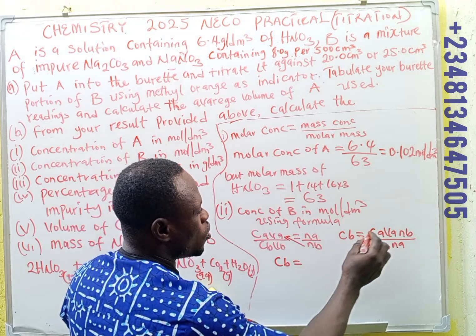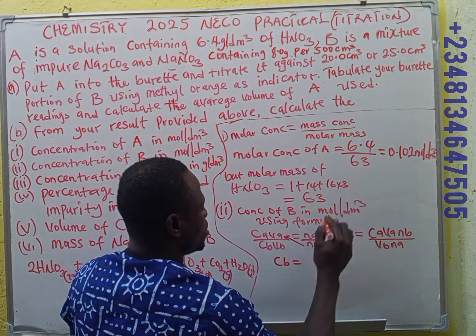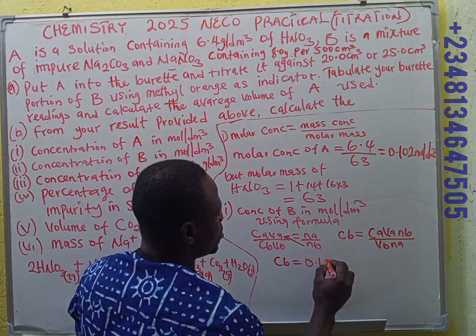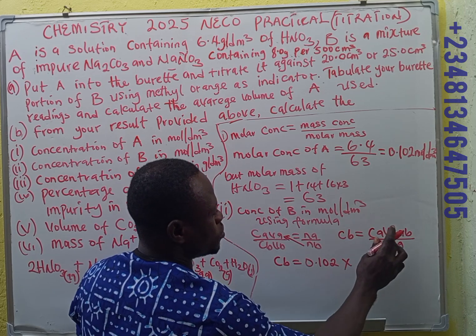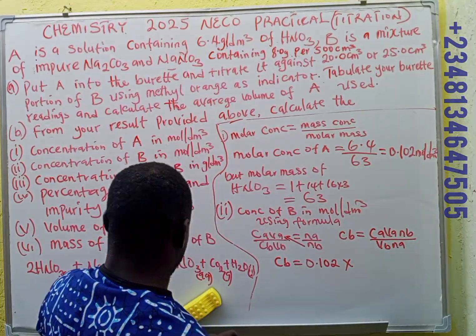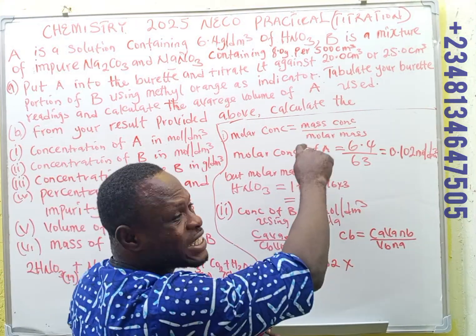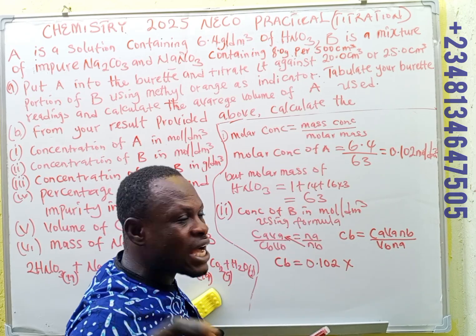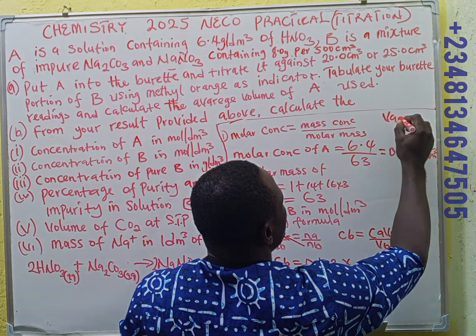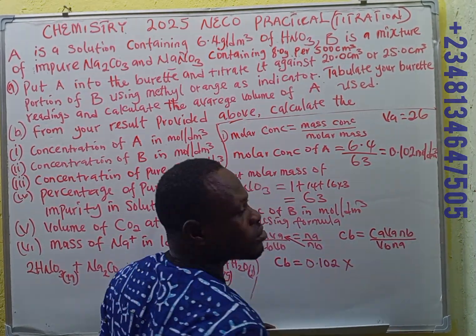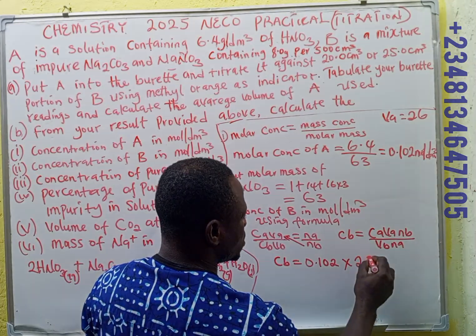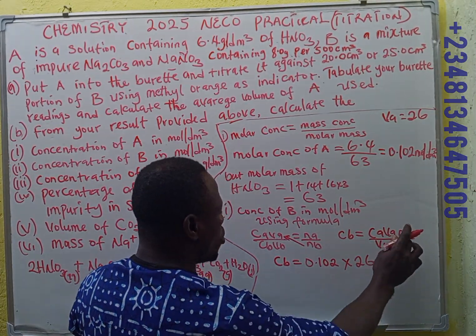Is that understood? So you have a Ca, we have 0.102 times volume of acid. Our volume of acid, we remember, is that endpoint. That volume of acid, Va, is equal to 26. Do you understand? So 26 times the mole ratio.